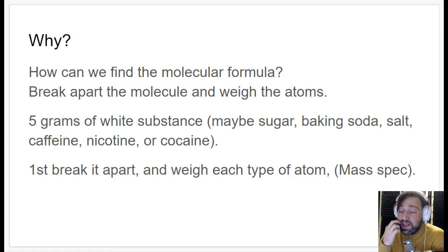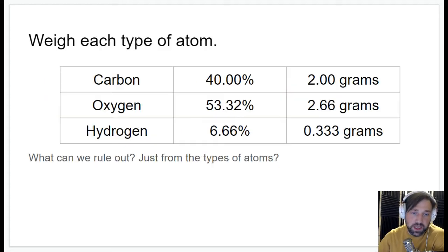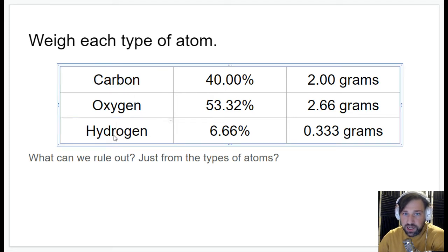So I don't know what it is, but I have access to a mass spectrometer. So I don't, but I wish I did. Those things are nice. So I can put in this sample. It's going to break apart everything and tell me the abundance of each element. So it's going to break everything up and weigh each type of atom. And I go through, and I find out that it has carbon, oxygen, and hydrogen in it. So automatically, anything with nitrogen, I can get rid of. I can say, meh, no more. Don't need to worry about it.